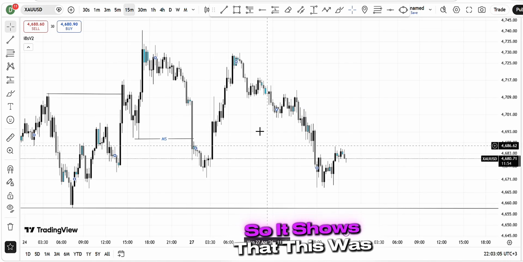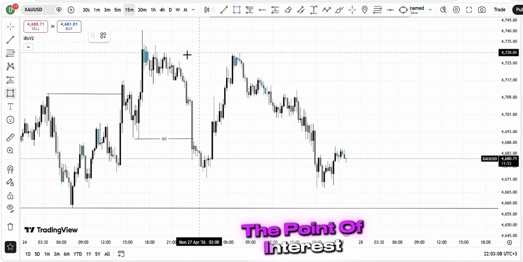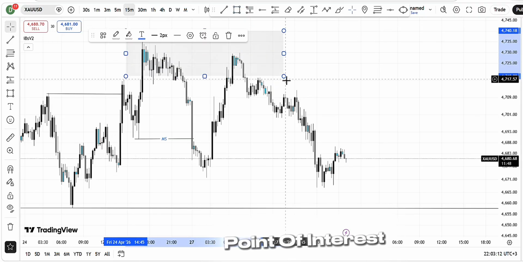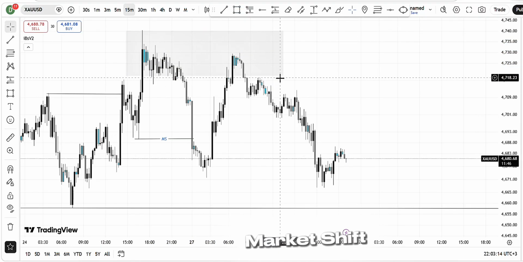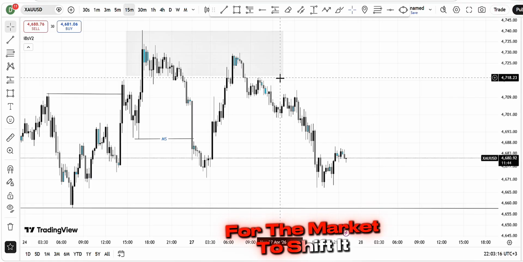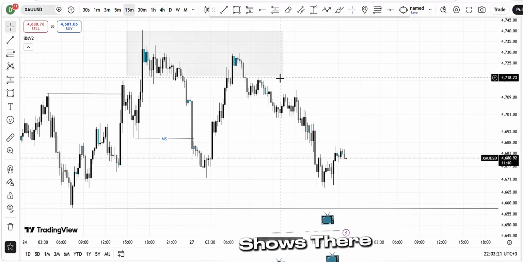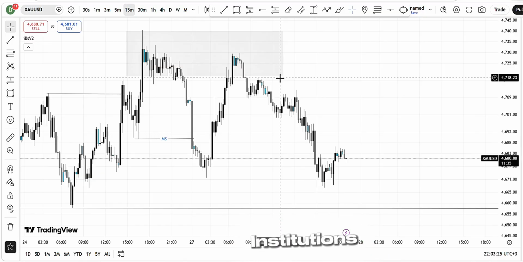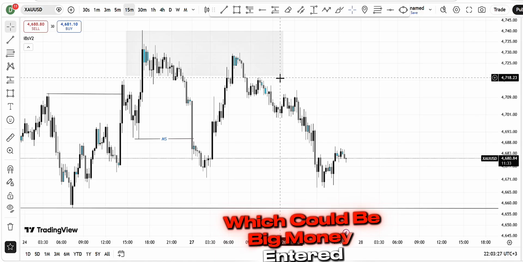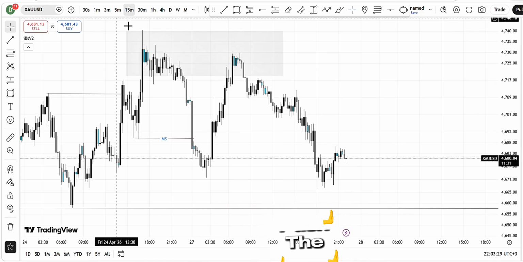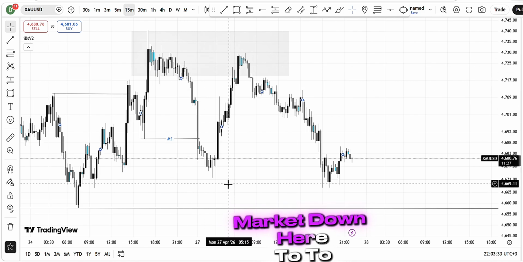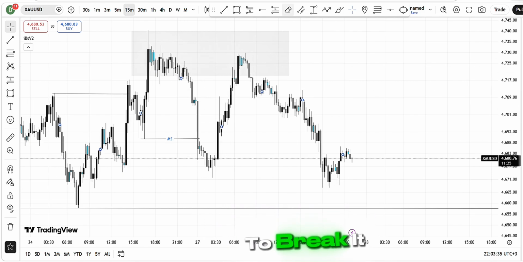So it shows that this was the point of interest that caused the market shift. For the market to shift, it needs strong momentum, it needs a lot of orders. So this shows there were a lot of orders, which could be smart money, which could be institutions, which could be big money entered the market, and they pushed the market down here. From this point, they pushed the market down to break it, or to shift.